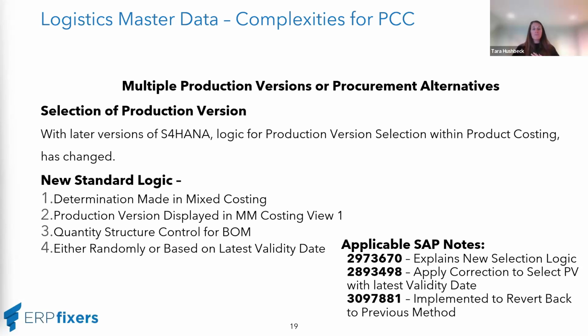And so my recommendation, and kind of why I want to drill into this, is: don't let SAP get to step number 4, right? Don't let it pick randomly. Don't let it pick on validity date unless that works for your business. The best idea is to tell SAP through steps 1, 2, or 3 which one you want it to pick. So I'm going to drill into these options just a little bit to help.